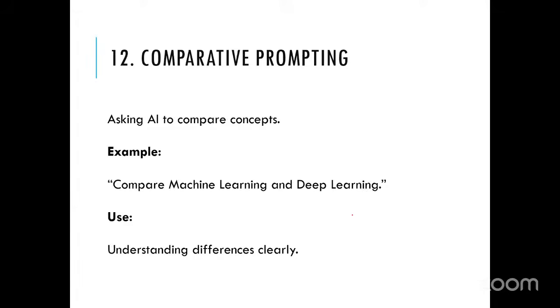So next we are going to try comparative prompting. See here, asking AI to compare concepts. Here I'm asking it to compare the difference between machine learning and deep learning. I'm comparing it. Try this. The use of this is understanding the differences very clearly. Try this prompt.